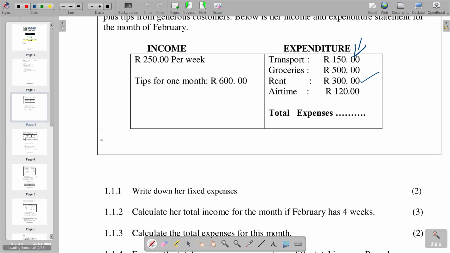Then we move on to the next part of our question, which is 1.1.2: calculate your total income for the month of February. If February has 4 weeks, what is the total income? You'd see that the income section is on this side. We have 250 rands per week, and then we have tips for 1 month, which is 600. Remember we have 4 weeks in a month. So we are saying 4 times the 250 per week, then we add the 600, the tips for 1 month. That's exactly how we're going to calculate it.